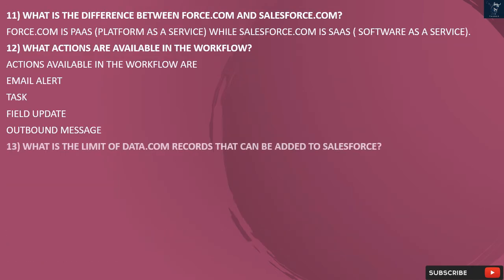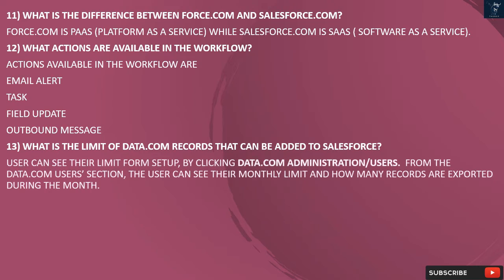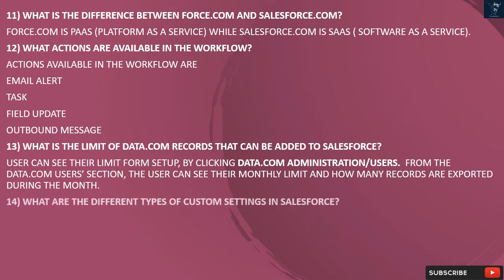11. What is the difference between Force.com and Salesforce.com? Force.com is PaaS, platform as a service, while Salesforce.com is SaaS, software as a service. 12. What actions are available in the workflow? Actions available in the workflow are email alert, task, field update, and outbound message.